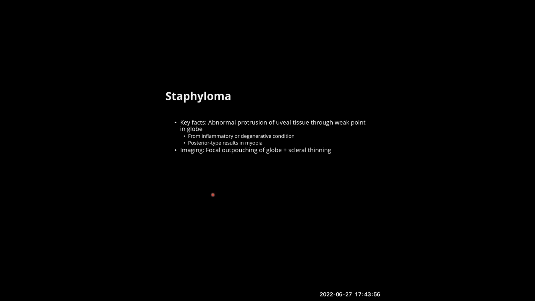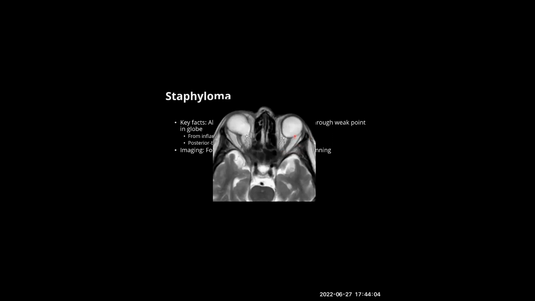Staphyloma is the other pathology, which is like the coloboma, but it is a bit eccentric compared to the coloboma. Here it is. You'll find the coloboma should be a defect at the site of entry of the optic nerve, but staphyloma is a bit eccentric. To be continued in the next lecture.